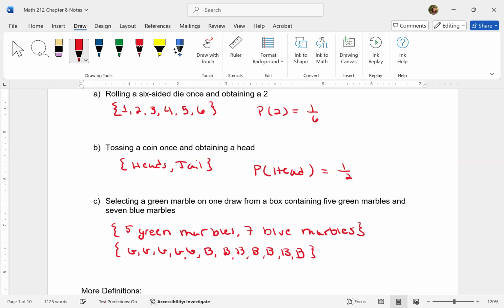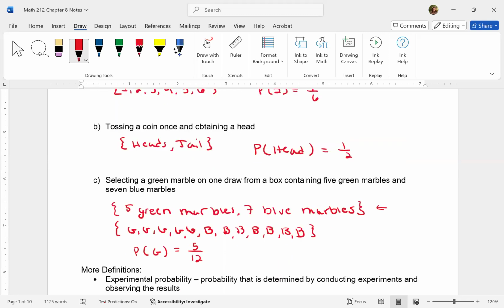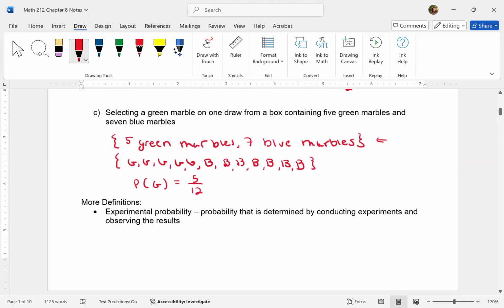Most people are comfortable with writing it the other way, though it is rare that you're asked for a sample space that would look like this. The probability of selecting a green would be, well, there's 5 possible greens out of 12 marbles total. What I just said there, 5 possible greens out of 12 marbles total, is a way we're going to look at the formula for finding probability in just a minute. That's going to be on the next page. Before we do that, we have some more definitions.